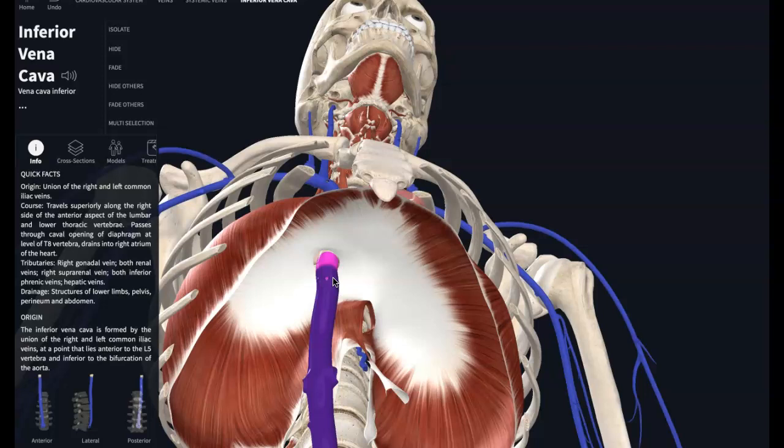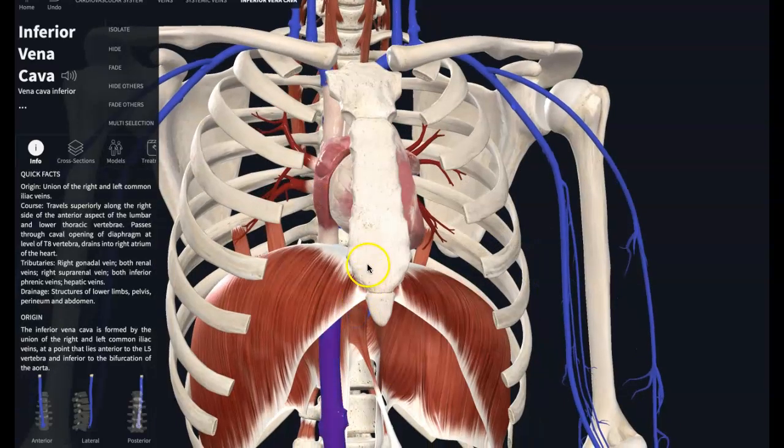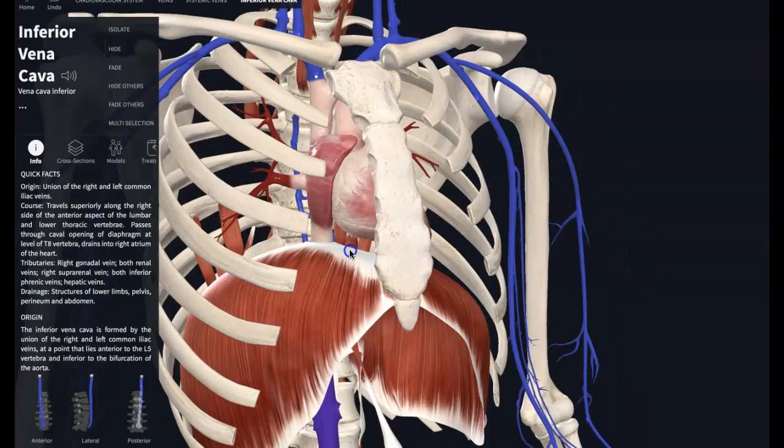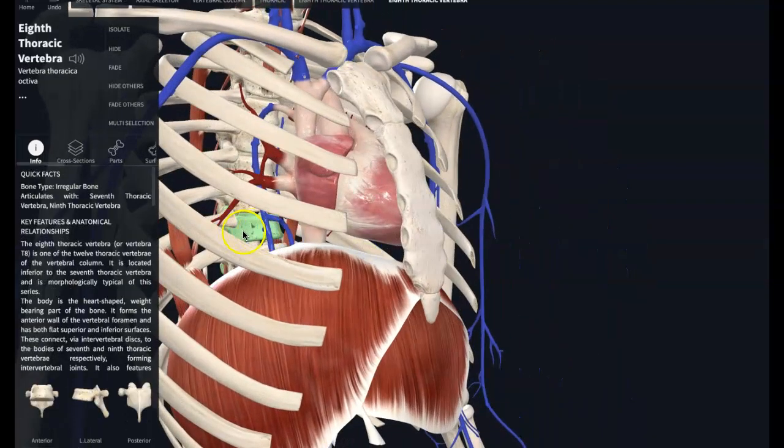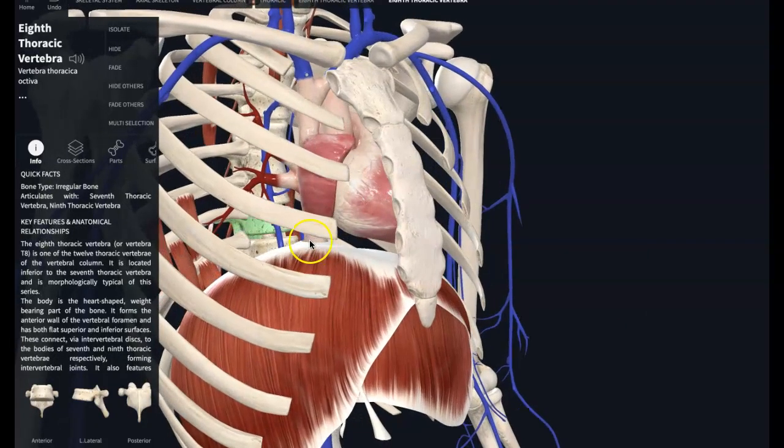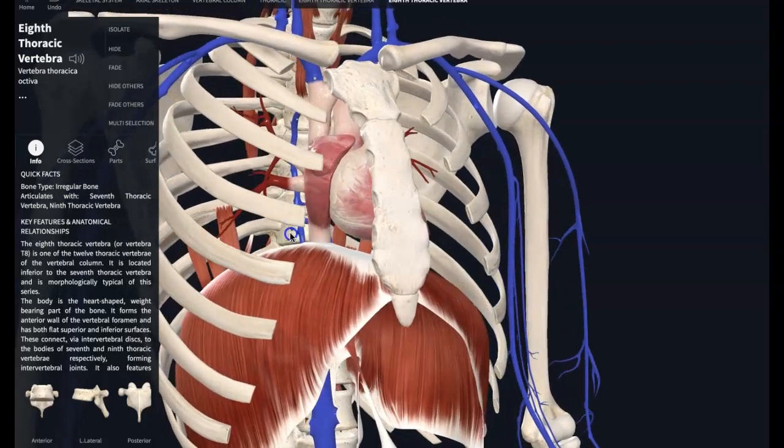It's found approximately 1 centimeter to the right and approximately 1 to 2 centimeters superior to the xiphosternal joint. Here's that xiphosternal joint. And it's level with T8 posteriorly. So here's that 8th thoracic vertebra, and here is the venal caval hiatus, approximately level with that.